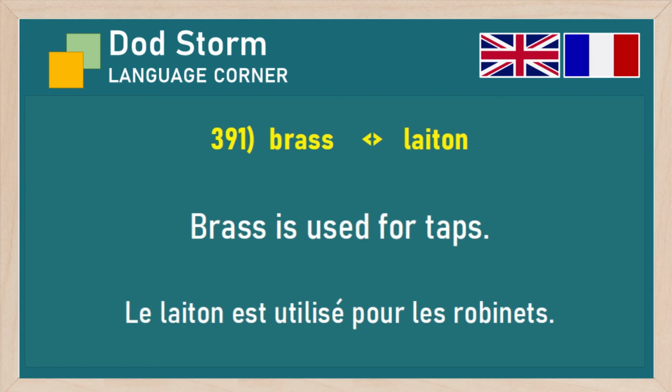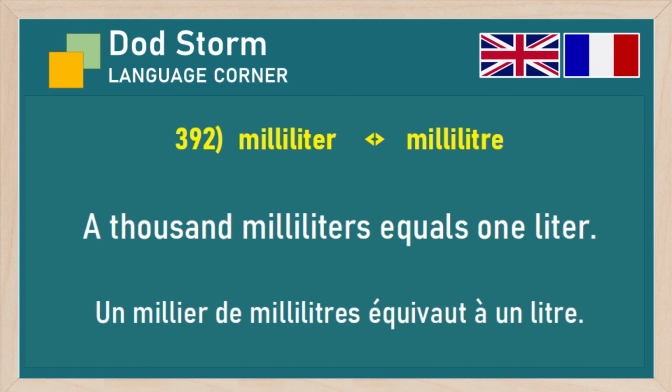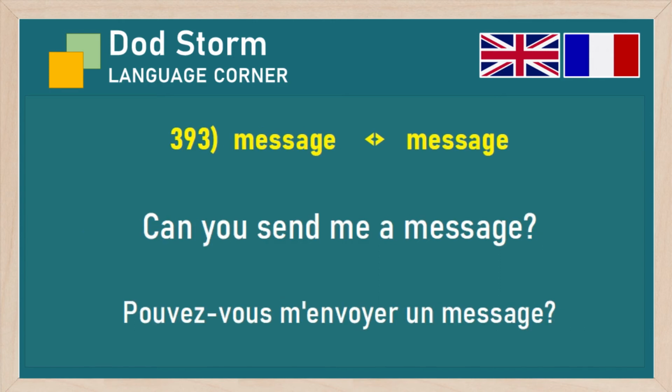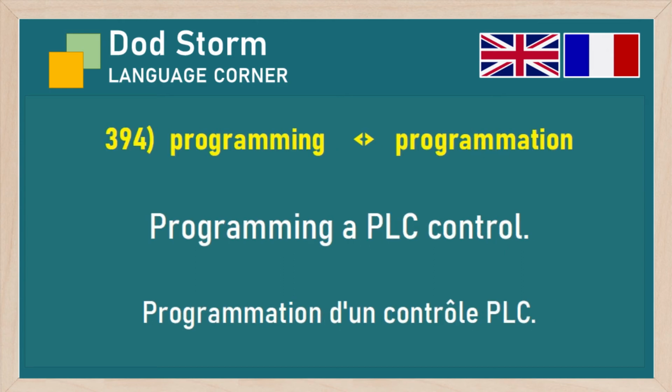Brass is used for taps. A 1000 milliliters equals 1 liter. Can you send me a message? Programming a PLC control.